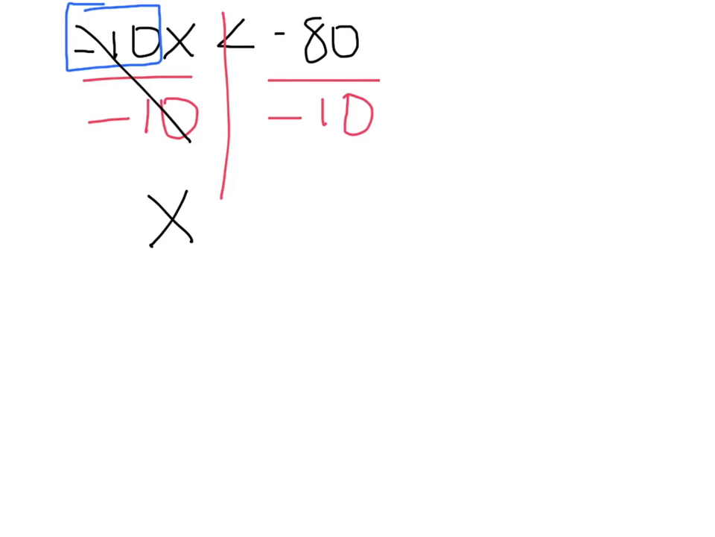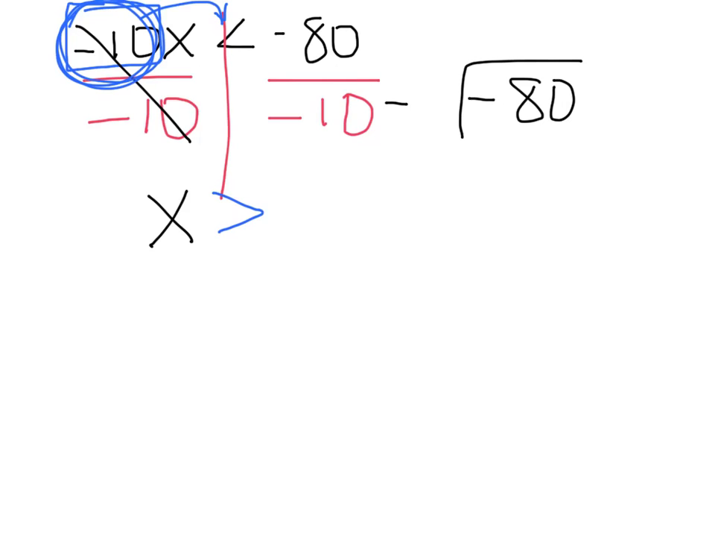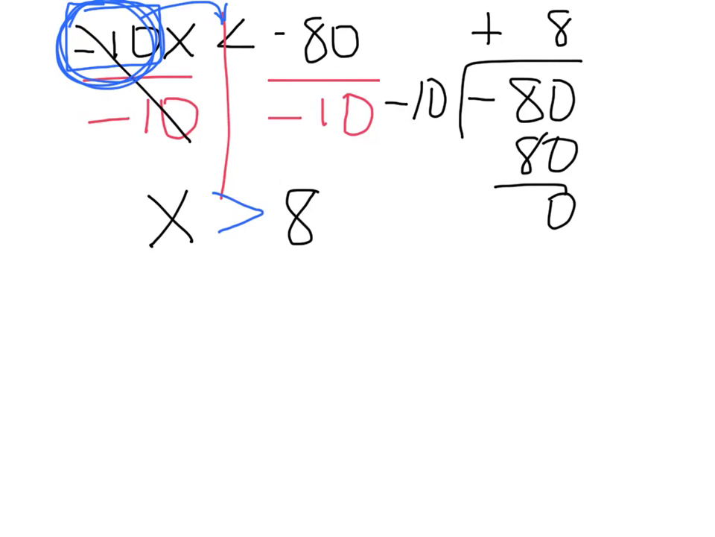Again, because we had that negative coefficient right here, it's telling us we need to flip our symbol from less than to greater than. Then you can come to the side and do your math to make sure you do it correctly. You have negative 80 divided by negative 10. A negative divided by a negative makes a positive, and 10 goes into 80 8 times. So our answer here is x is greater than 8.